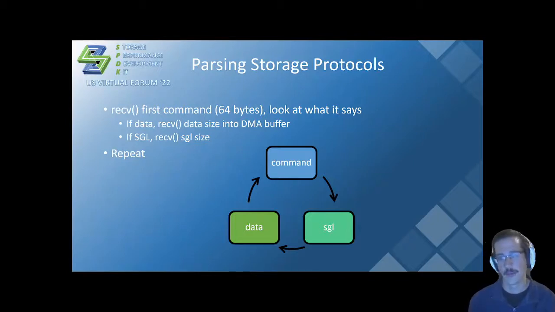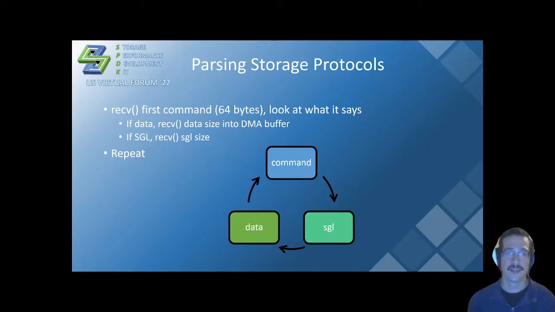In NVMe over Fabrics, they're actually variable size. So you would receive the common header of 8 bytes. It would tell you what kind of command it is, and then you would receive the remainder. Most of them are 64 bytes total, or 64 bytes after that first 8 bytes, sorry.